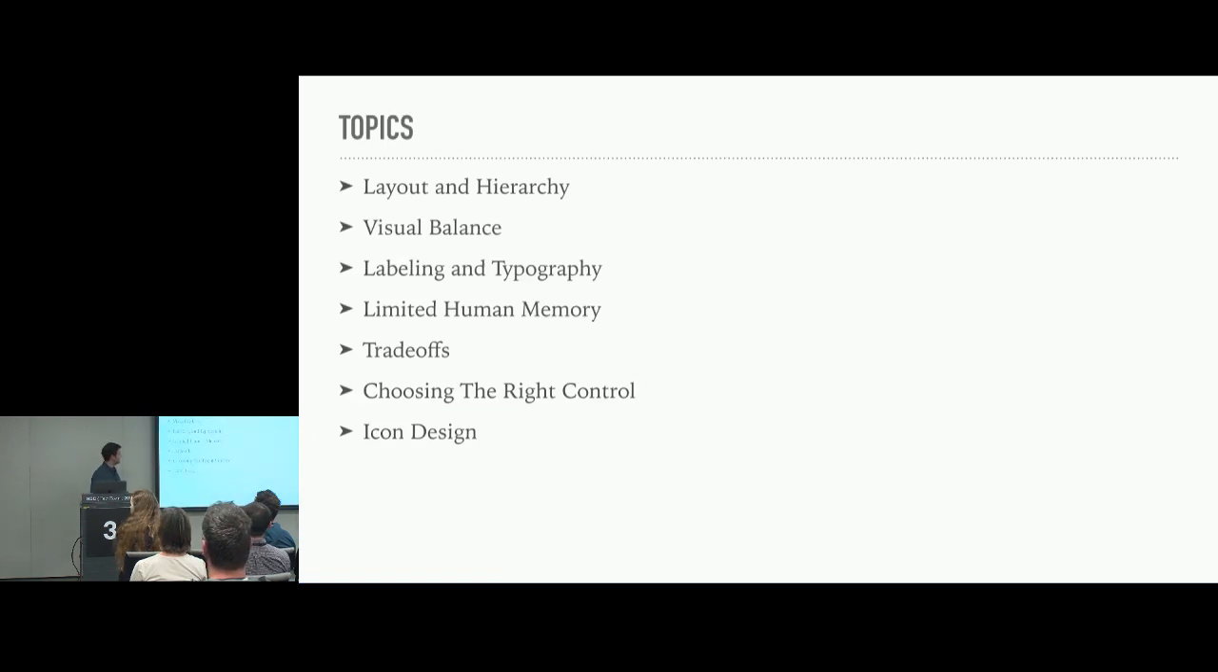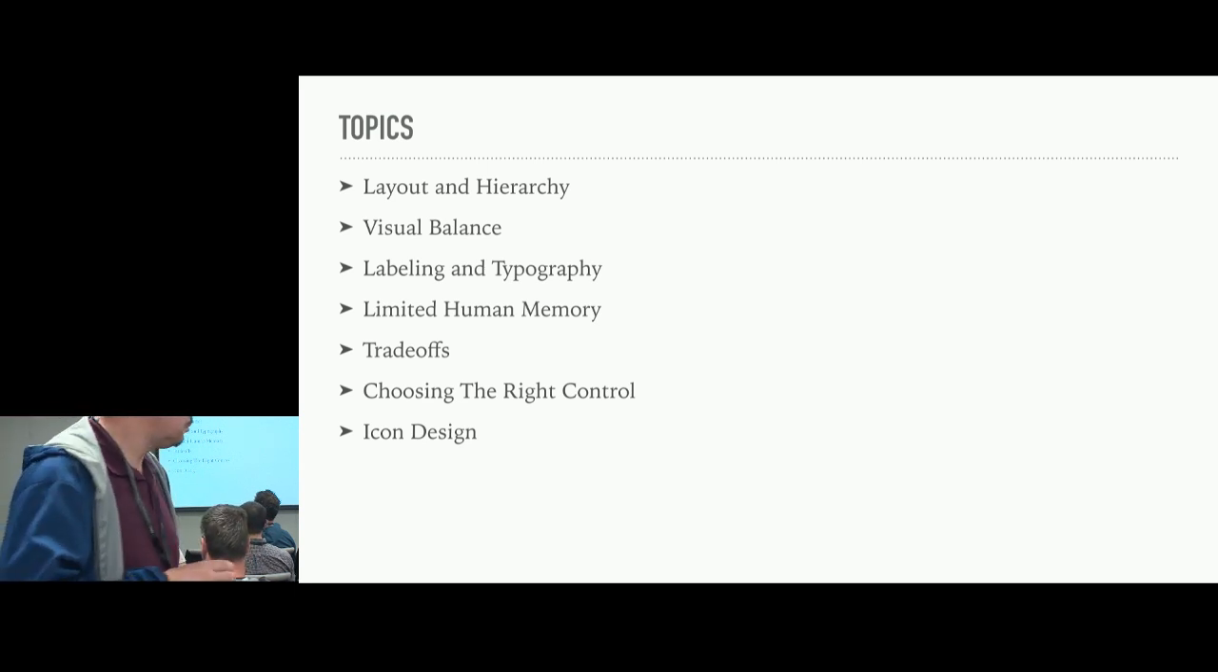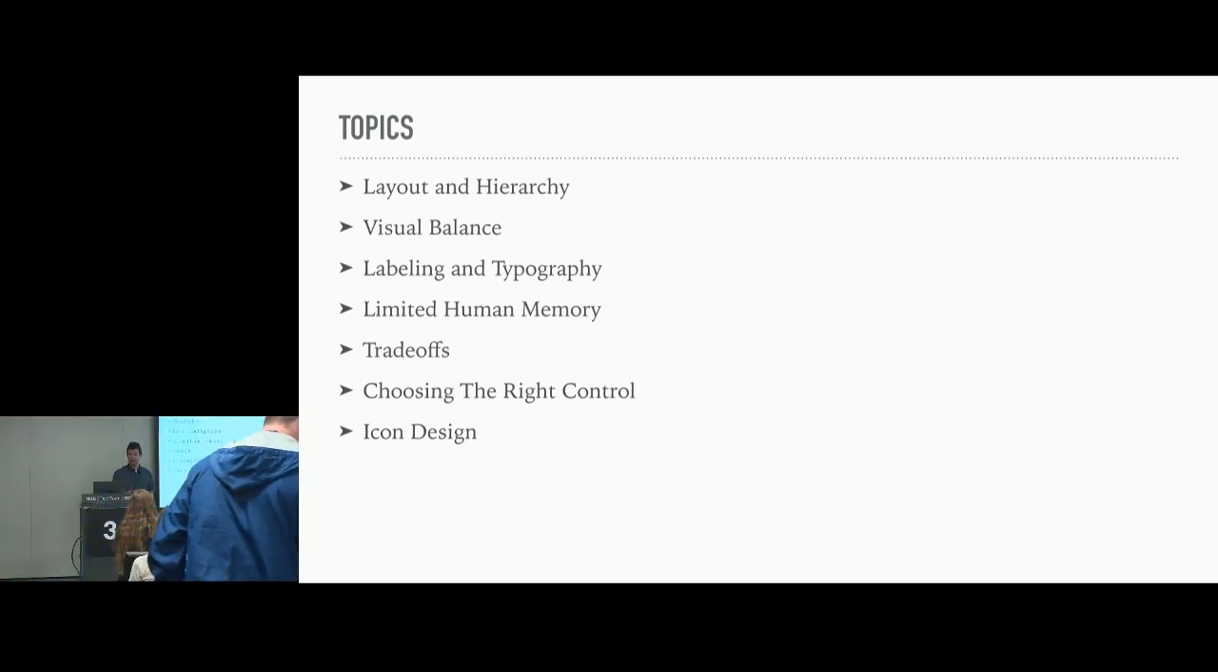So these are the topics I'm going to cover. First one, layout and hierarchy. That is about basically where you place UI components. By UI components, I mean things like a checkbox, a drop-down box, and so on, and their relationship between each other. Visual balance, it's not UX per se. It's more about the aesthetics. It's just how to make the user interface look more pleasing based on how you place things.